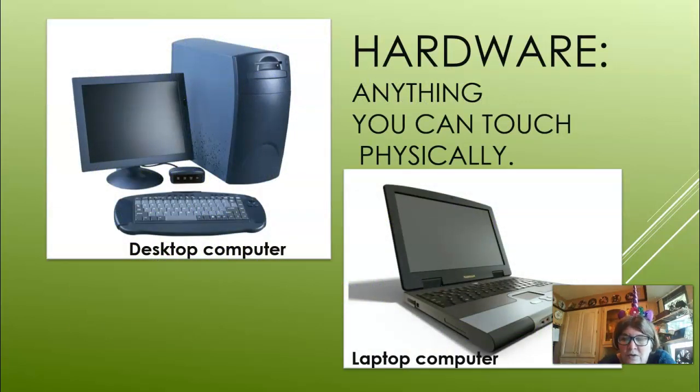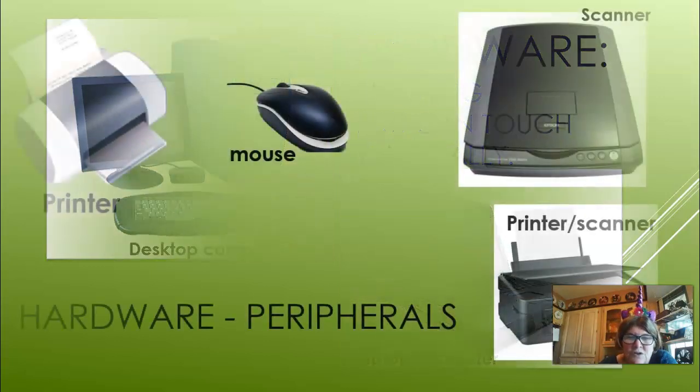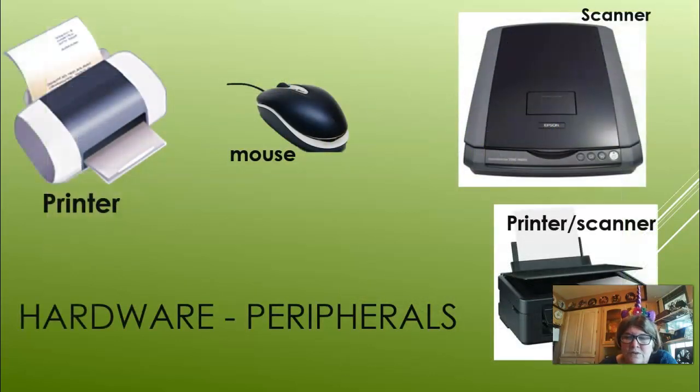So hardware for a computer, we're going to go through this pretty quickly, but this is just a video for you to review. Anything that you can physically touch is hardware. Any of these items, printers, mice, scanners, any of that. And normally they're called peripherals, so anything that you can attach to a computer would be called a peripheral.